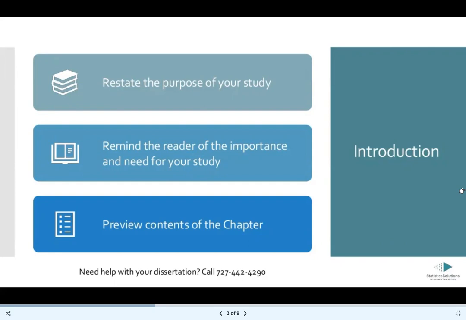Then you will want to remind the reader of the importance of your study. So you may want to highlight the gaps in the literature to bolster the rationale for why your study is important. And then you will include a brief preview of what you'll be presenting in the chapter. And you can use the headings that you intend to use in the chapter to provide that brief preview. So here you're kind of looking back, reminding the reader why your study is important, but also looking forward and giving them an idea of what's to come.